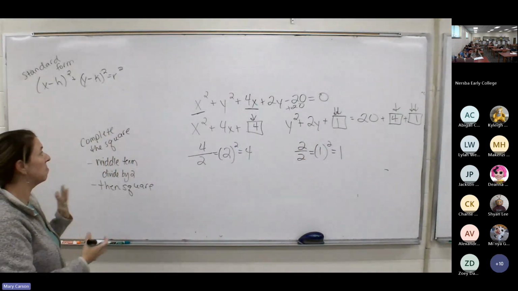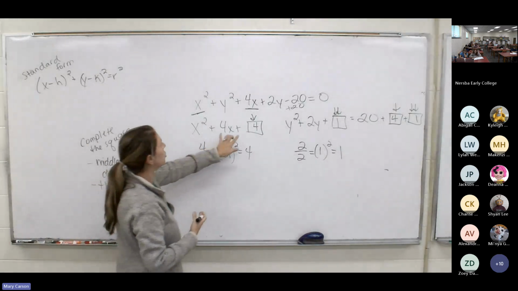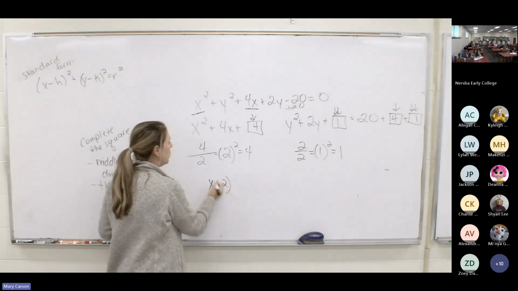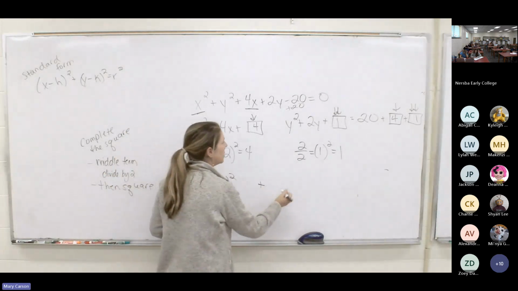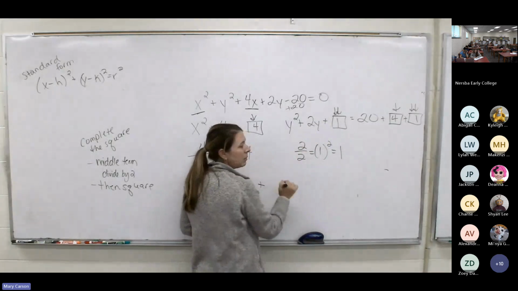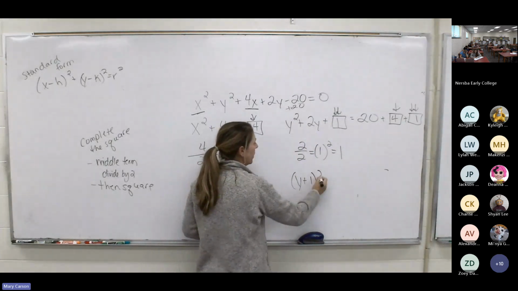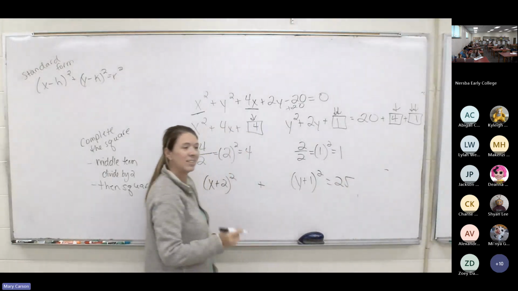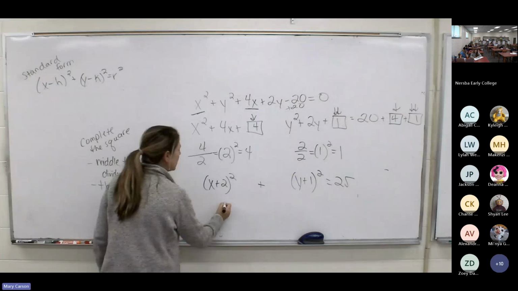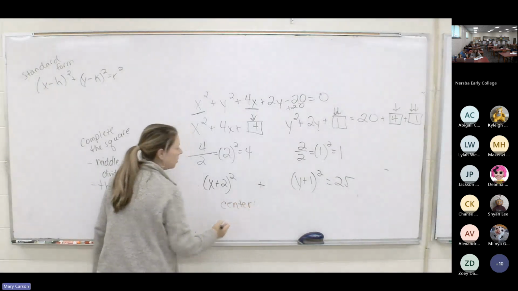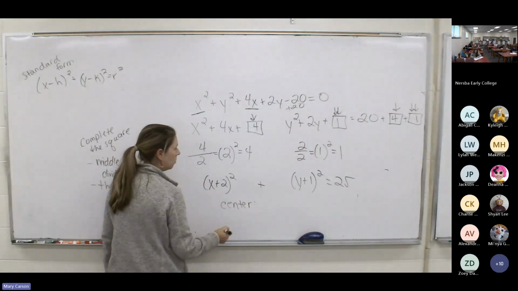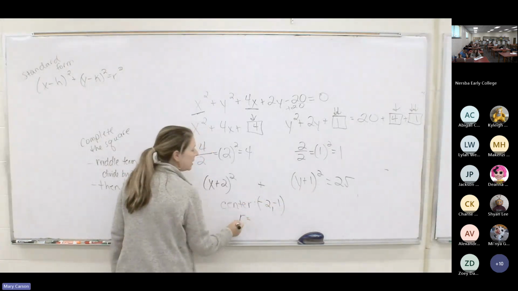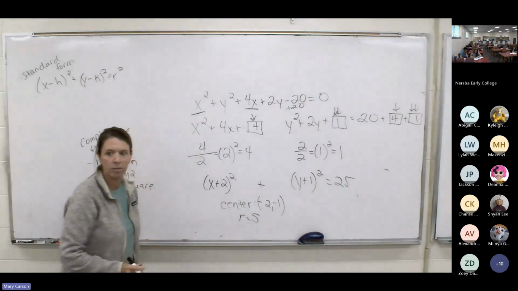Now is where we just factor. All right. What are 2 numbers that multiply to give me 4, but add to give me 4? It's going to be 2. So this is going to be x plus 2 squared. Plus, what are 2 numbers that multiply to give me 1, but add to give me 2? Y plus 1 squared equals 20 plus 4 plus 1, 25. So far, nice problems? So my center is what? Center is negative 2, negative 1, and my radius is 5. Right, got that?